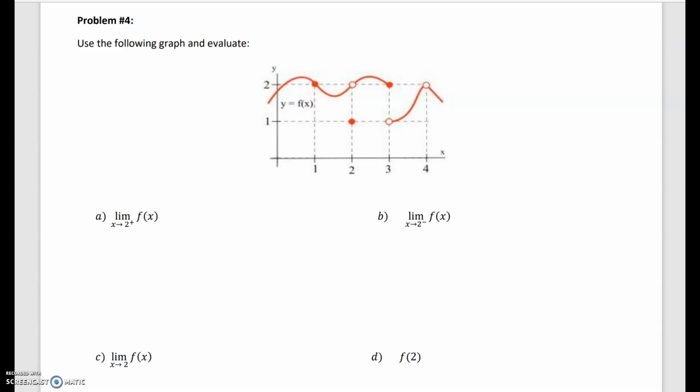So let's take a look at some of these limits, especially on A. They're asking at 2, but coming from the positives. Now, just as a reference, this is 2. Coming from the positives is on this side. So the limit as x approaches 2, your y values are going to get infinitely close to 2. So in this case, this is 2. The next one is the limit as x approaches 2, but from the negatives. Once again, this is 2 from the negatives. You're also going to get the value of 2.